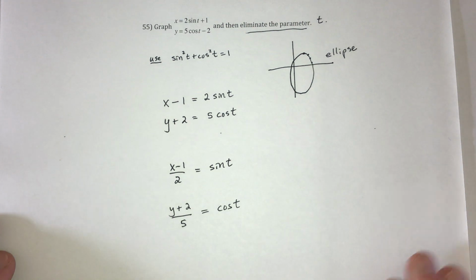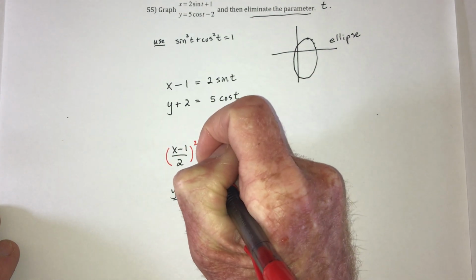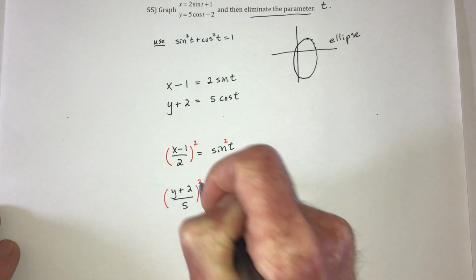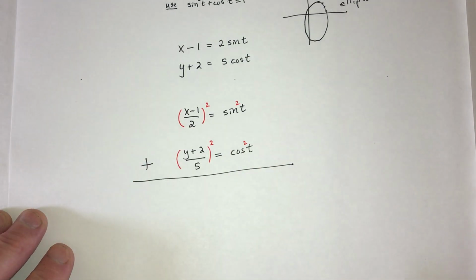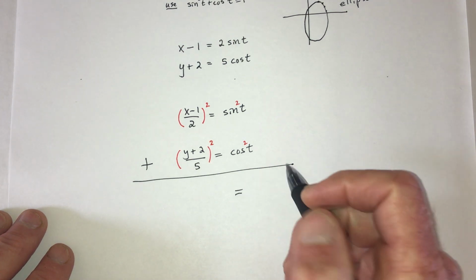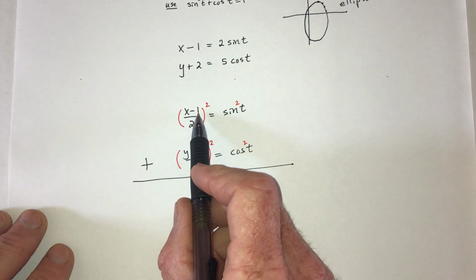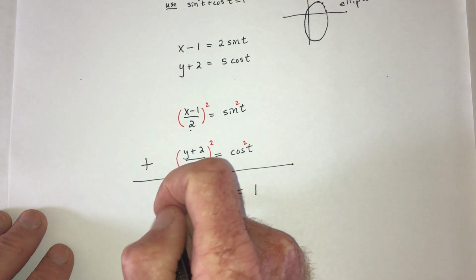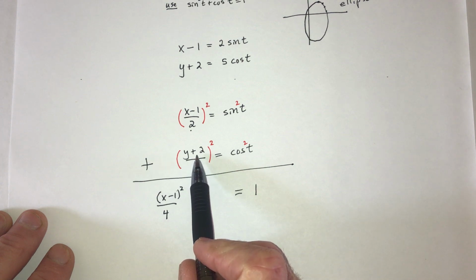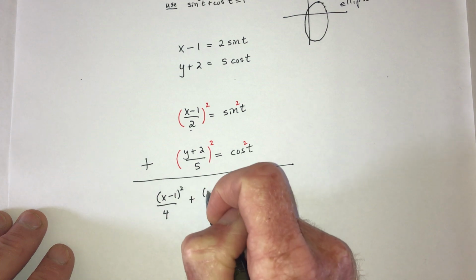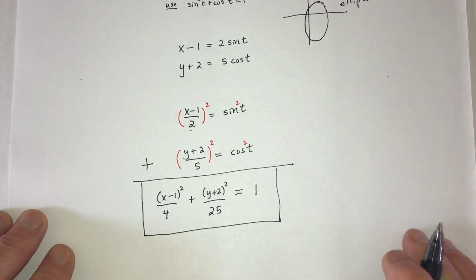So now I've isolated the sine and the cosine in each equation. Now go ahead and square both sides, preferably with a red pen. That makes all the difference. Then what you do is add the equations together. So on the right side, it's going to say sine squared plus cosine squared, which equals 1. On the left side, this would become x minus 1 in parentheses squared over 4. And this one would be y plus 2 in parentheses squared over 25. And then I eliminated the parameter.